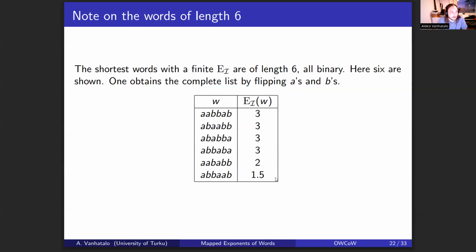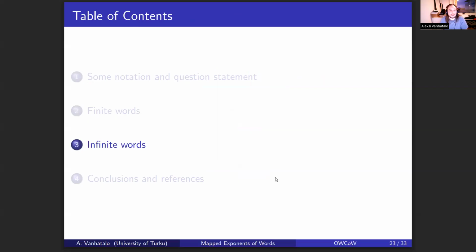I will go faster on the infinite words, so no worry. Any questions about the finite words at this point? Obviously, we can go back after the conclusions.